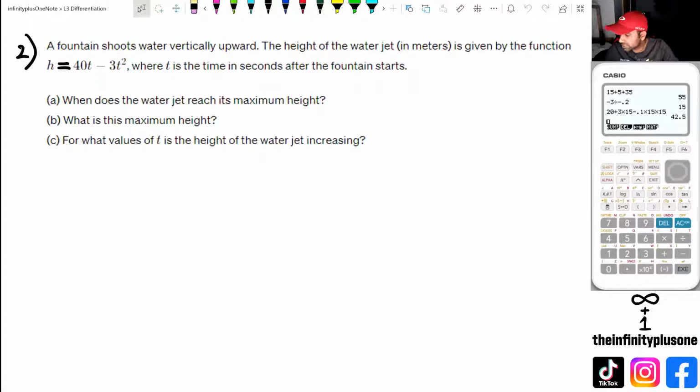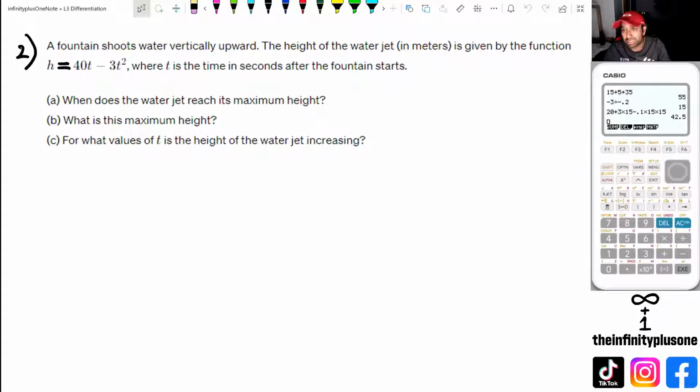Okay, so let's try this question. Now, before we try this question, what I'm going to show you folks is what happens if you actually draw this in the graphics calculator. So we're going to go into menu, we're going to go into graph mode, and we are going to actually draw this. We're going to go 40x minus 3x squared.